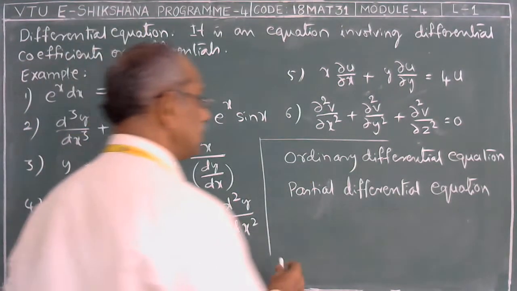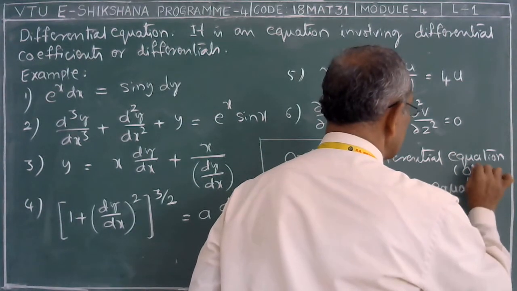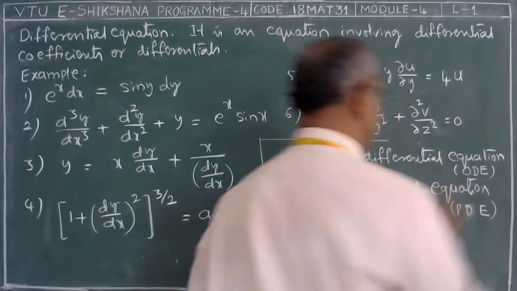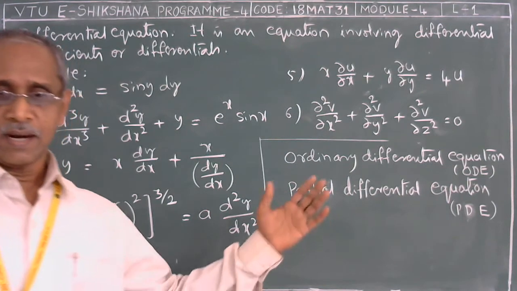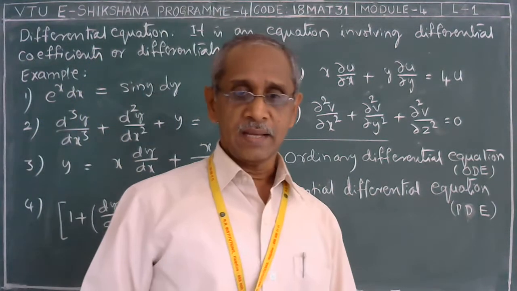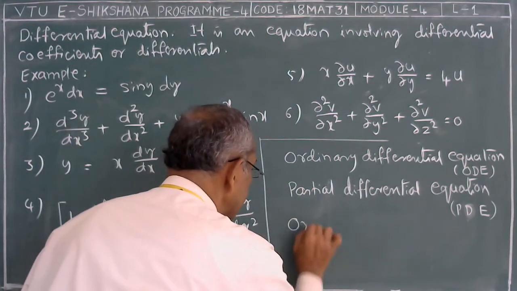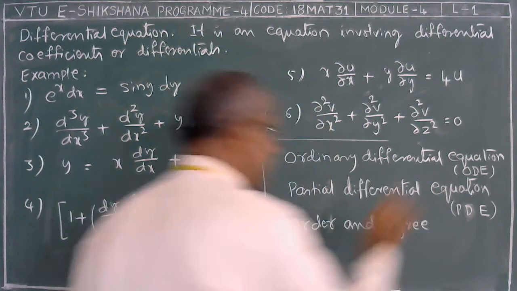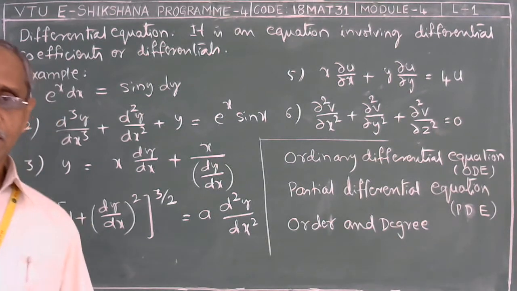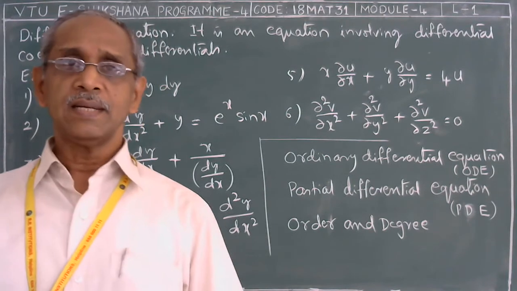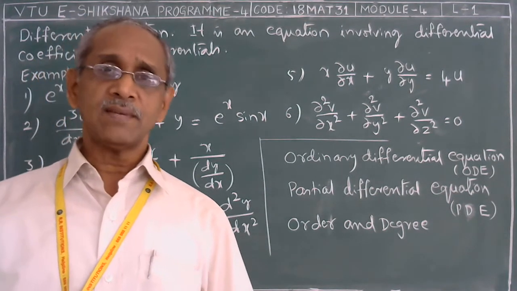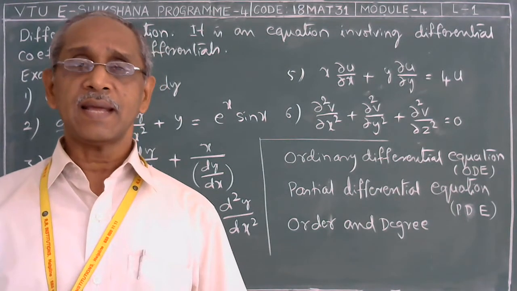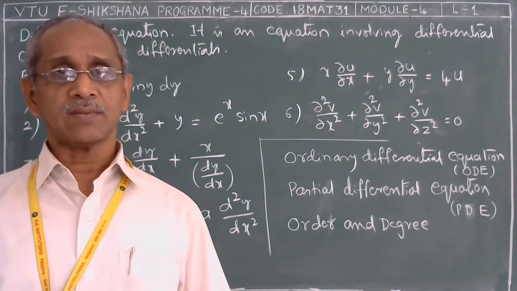Having defined ODE and PDE, ordinary differential equation can be called in short as ODE, and partial differential equation can be written as PDE. So having defined these, let me define order and degree of the differential equation. What is the order of the differential equation? Order of the differential equation is the order of the highest derivative that occurs in it, and degree of the differential equation is the degree of the highest derivative that occurs in it after expressing it free from radicals and fractions as far as the derivatives are concerned.